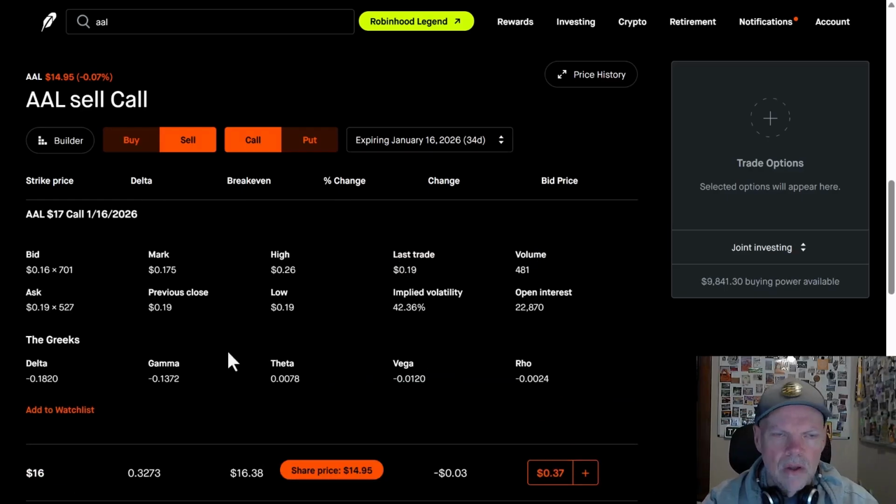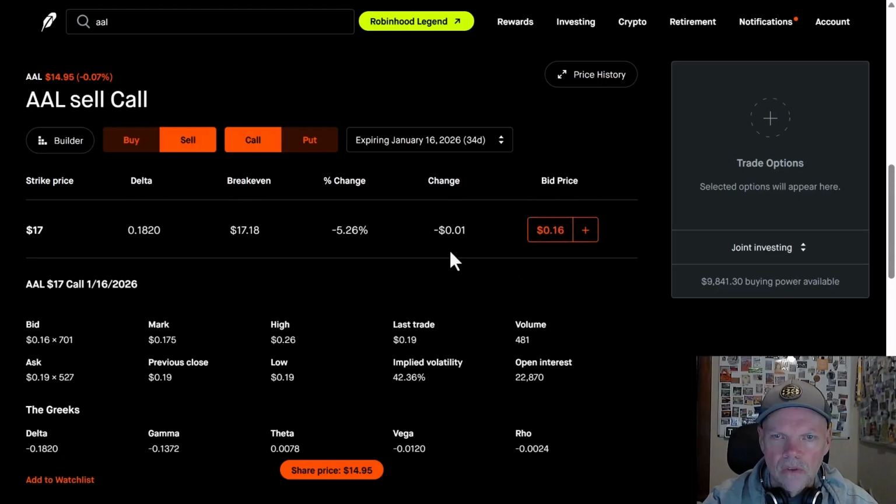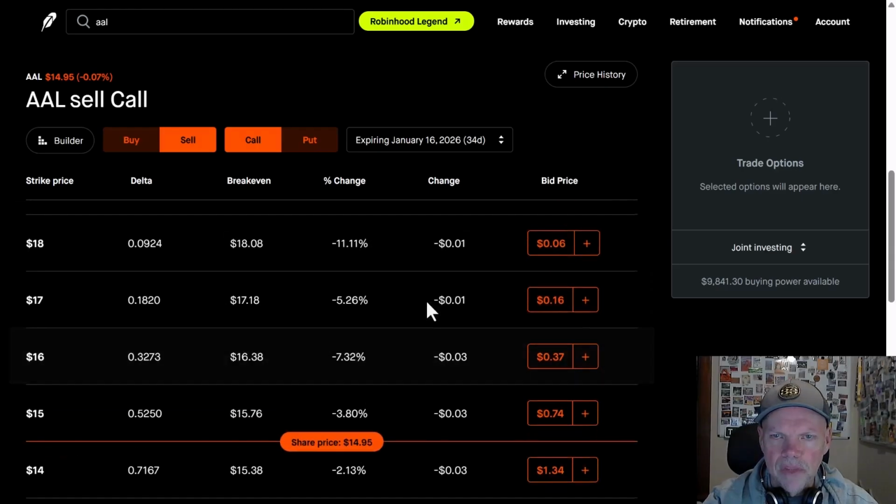So we see the delta here. Bid and ask, there's a little bit of a spread there, 16 cents and 19 cents. So remember, we're selling something, so we want to try to get as much as possible when we're selling. Open interest here is 22,000, that's plenty. Volume 481, so there's a lot of activity, so that's good. So let's go ahead and click right here and collapse that again.